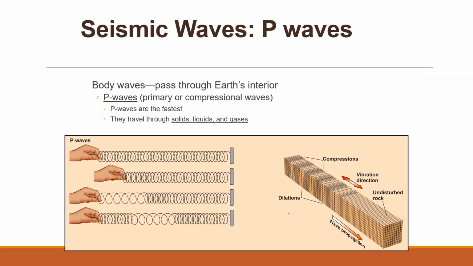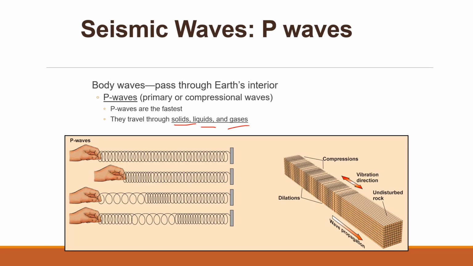Body waves will pass through the Earth's interior. The primary waves are P waves. They arrive first. They are the fastest. I will show this in a second. They can move through solids, liquids, and gases. They can move through anything. My voice, again, is a compressional wave. It's moving through the gas of the atmosphere, or rather, the air.